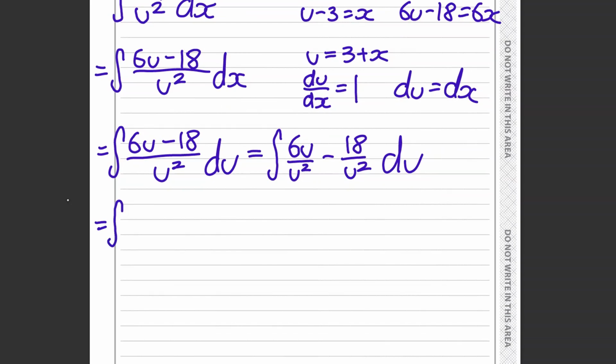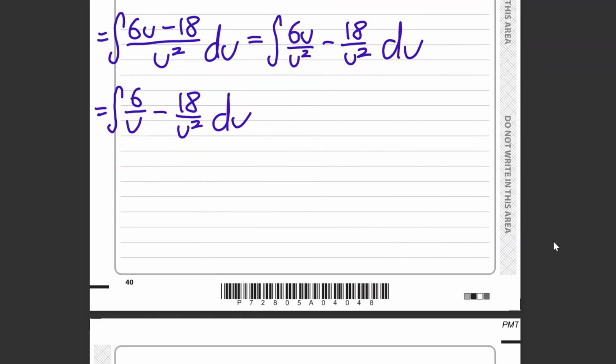So this will be the integral. 6u divided by u squared is going to be 6 over u, and then minus 18 over u squared, du. If we integrate this, let's consider these two terms individually.